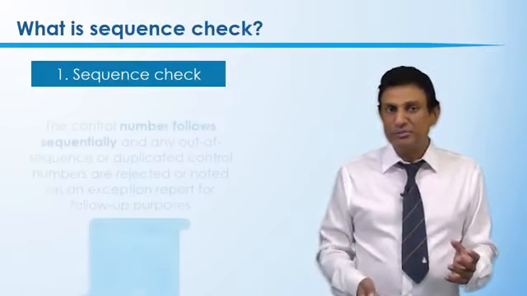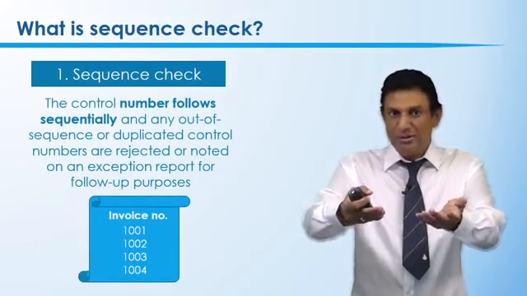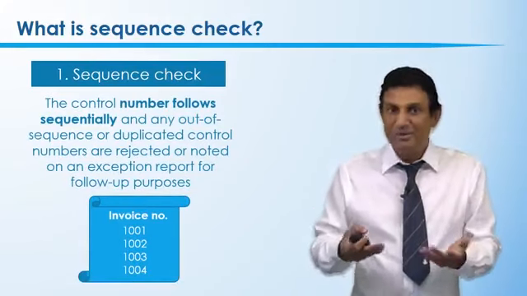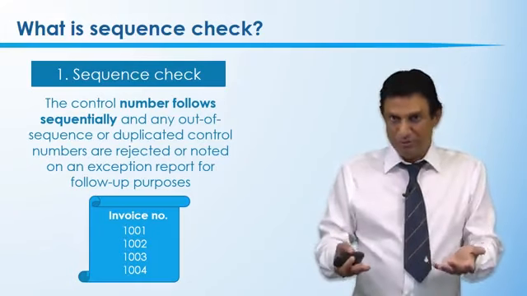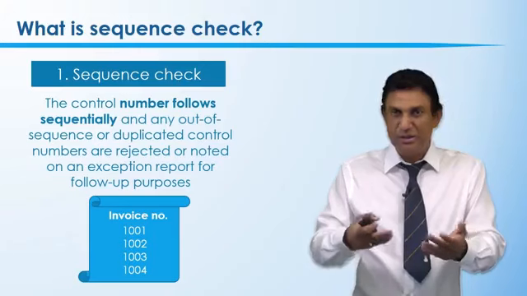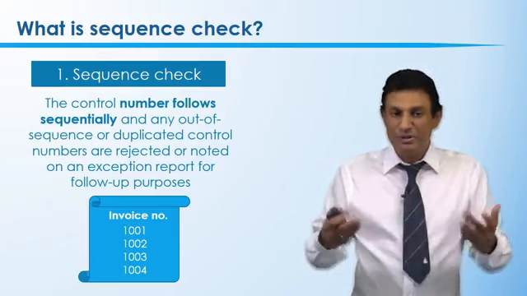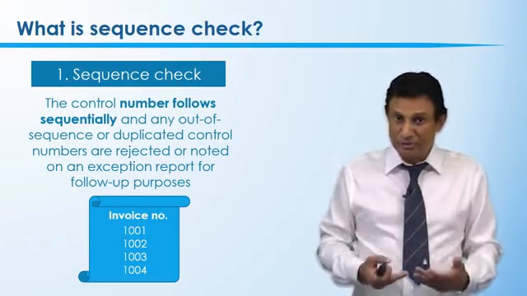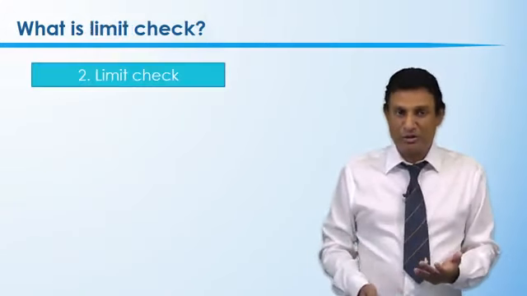A sequence check means that when we input the data to the system, the input should follow sequentially. For example, the invoice number should follow sequentially. So when someone inputs invoices to the system one by one, after 101 it should be 102. If 102 is missing, the system is going to flag what happened to 102, right? That's a sequence check.